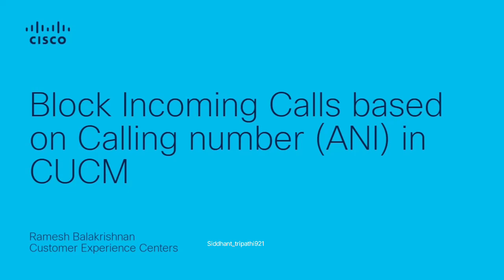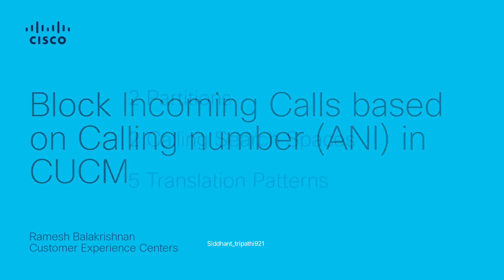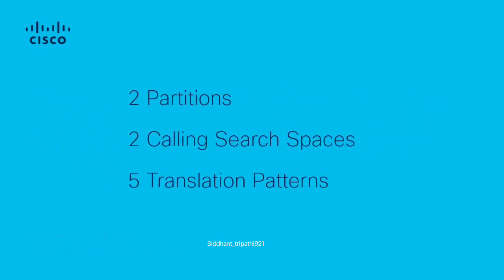In this video, I want to show you how to block incoming calls based on calling number. You have to create 2 partitions, 2 calling search spaces, and 5 translation patterns to achieve the incoming call block based on the calling number.